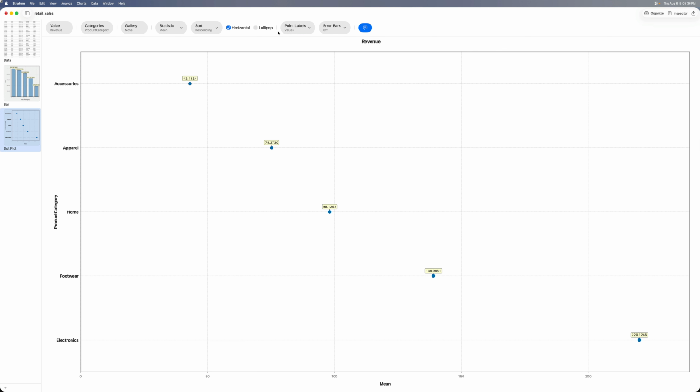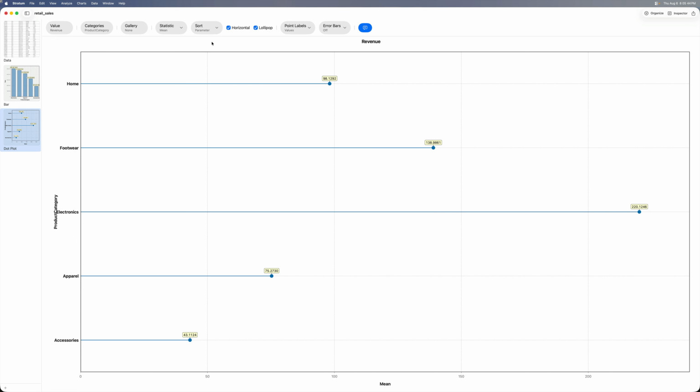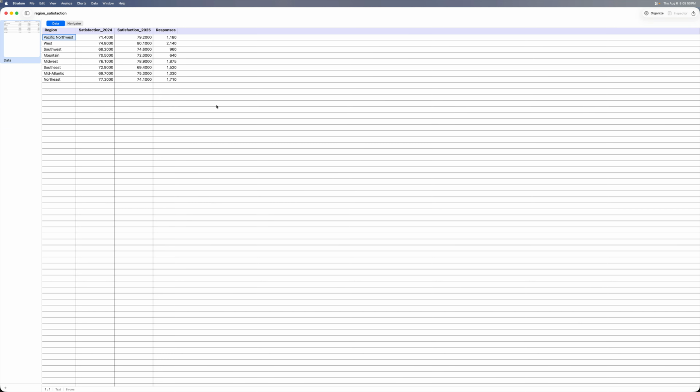A dot plot keeps the length and drops the rest, one dot per category on a shared axis. Same comparison, far less ink. And it stays readable where a wall of bars wouldn't. Set it up just like the bar, sort by value, and you've got an instant ranking.